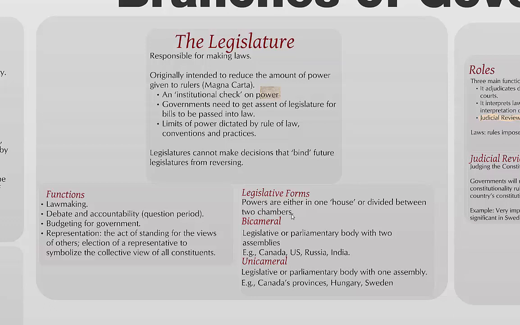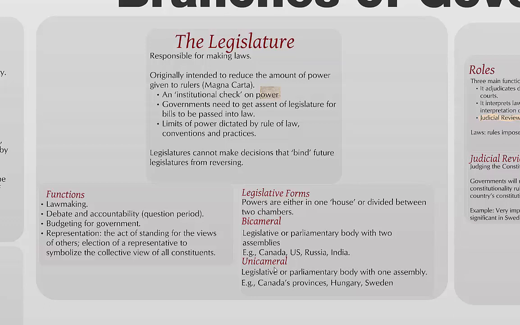Typically, in most democracies, there are either bicameral or unicameral parliaments, legislatures. They can have the powers in one house or divided by two chambers. So there are legislatures, parliamentary bodies with two assemblies. Canada and the US, for instance, have two parts of the legislature. In the US, you have the House of Representatives and the Senate. In Canada, you have the House of Commons and the Senate. In the UK, you have the House of Commons and the House of Lords, and so on.